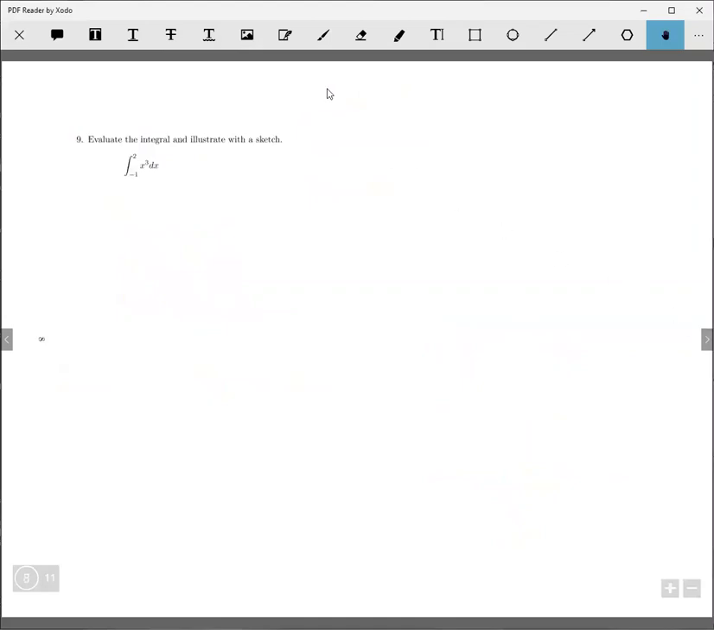Okay, let's look at number 9. Evaluate the integral and illustrate with a sketch. Okay, so let's do a sketch here.